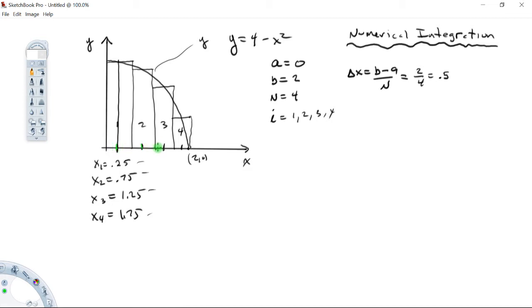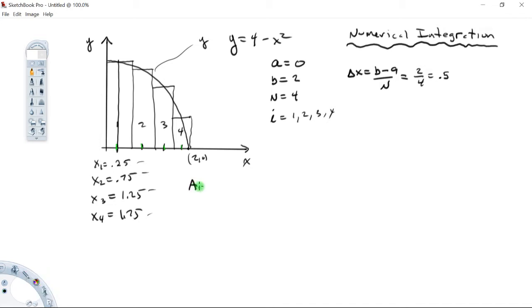I'm going to draw those in green. These are the x values at these locations. And we need them to calculate these heights, this one, this one, this one, and this one. Once we have these heights, the area is just the area of a rectangle, length times width. So I'm going to go ahead and write this out.